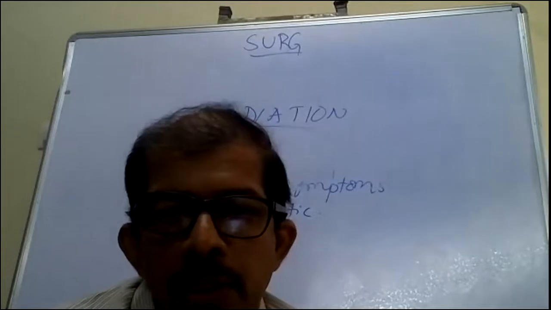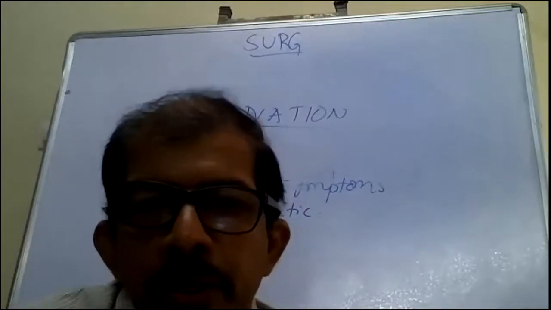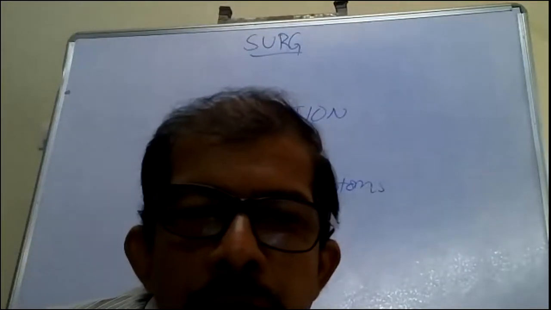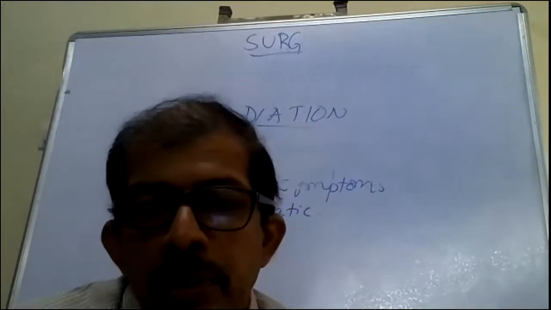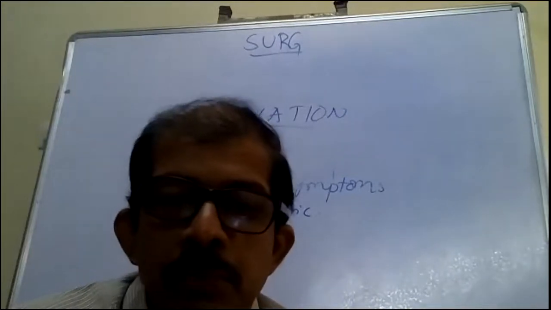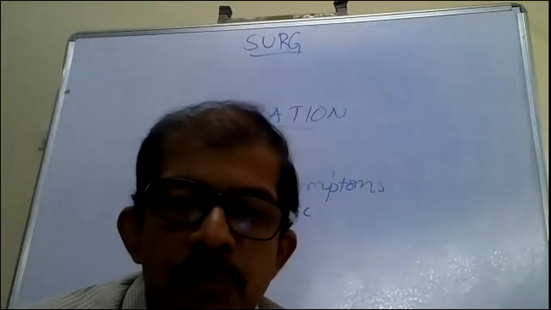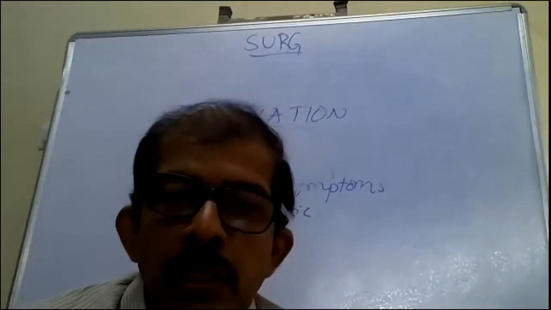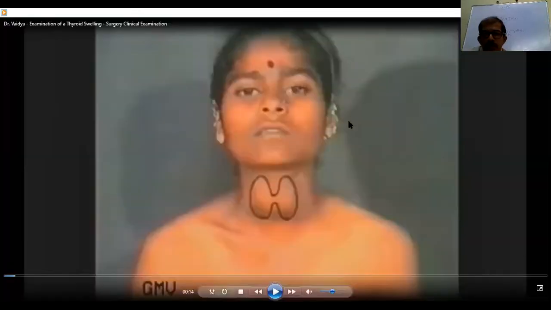Nobody is able to tell me the technique, how we can make the patient swallow. Drinking a glass of water. Yes, very good. So register number 7150. Very good. You can ask the patient to drink a glass of water, sip by sip continuously, so that you can see the patient swallowing. Right? So let us see the swallowing part.